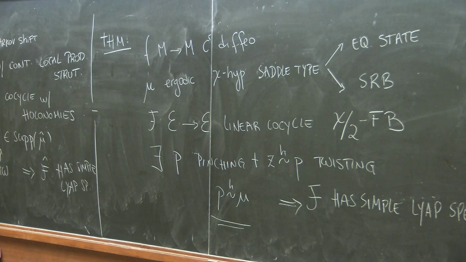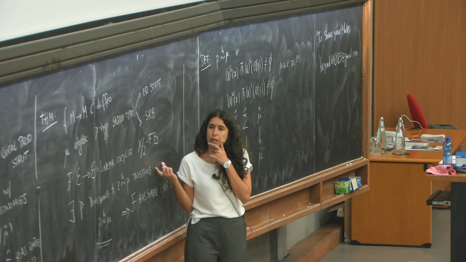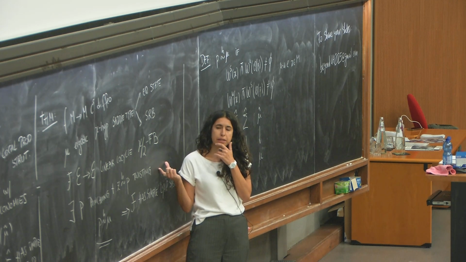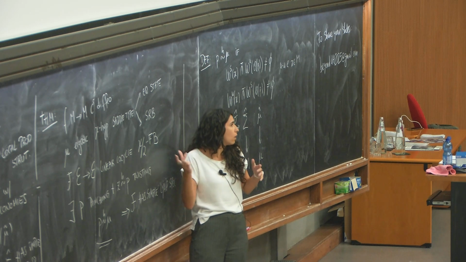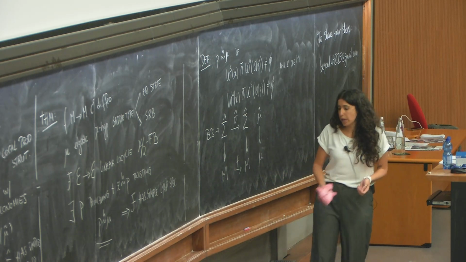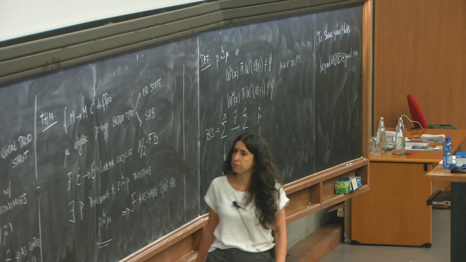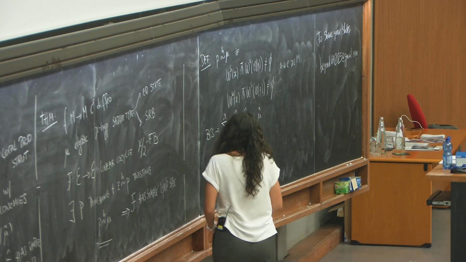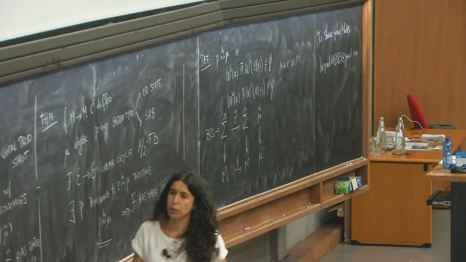So now I want to apply this criterion to state the existence of an open and dense subset of partially hyperbolic maps that has simple Lyapunov spectrum, which I mentioned was the main goal of this talk. So observe that, I will erase this, but if you recall, we have two conditions, the pinching and the twisting, right?